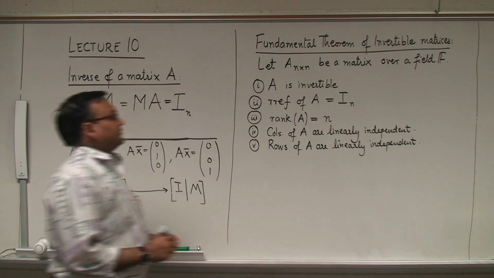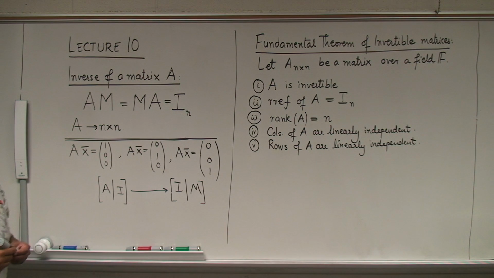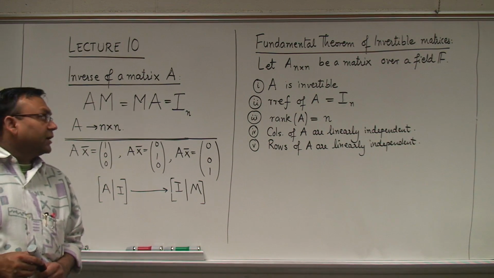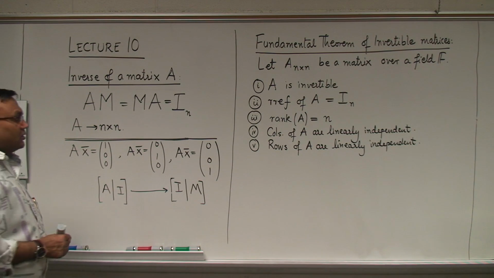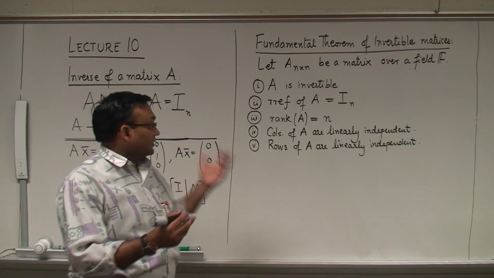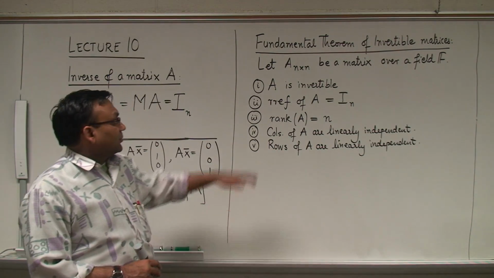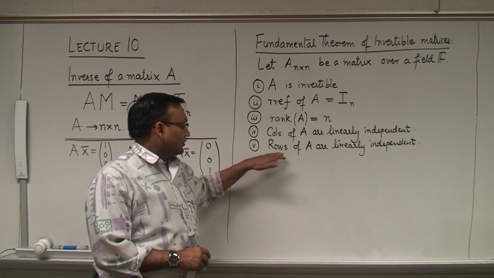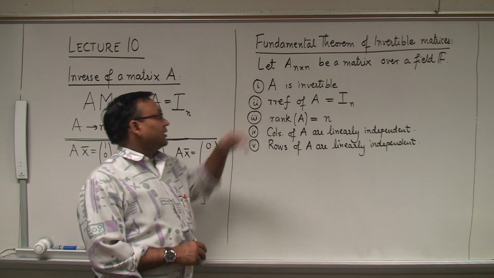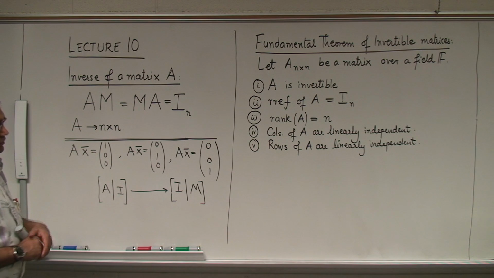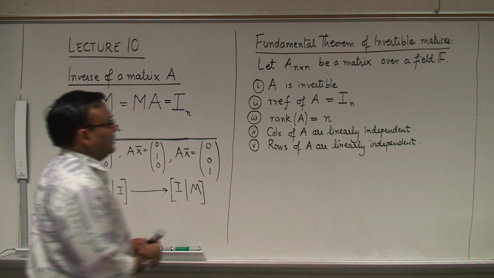So what we are saying is, if any of these criteria can be fulfilled by our matrix, then all the remaining things can be claimed. For example, if I create a square matrix whose rows are linearly independent, then just because of this fact, we can say that the matrix must be invertible. So these are all equivalent criteria.